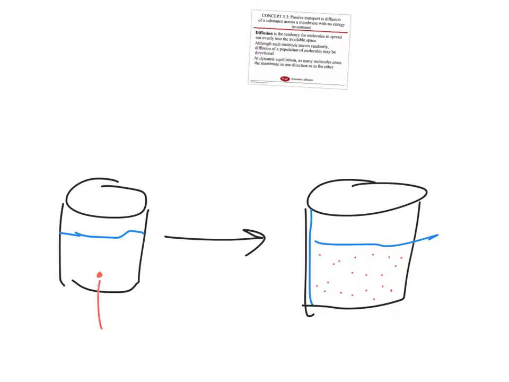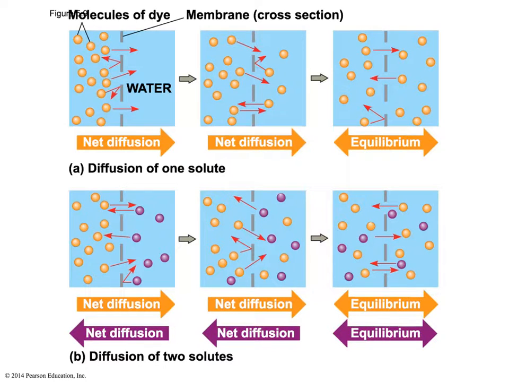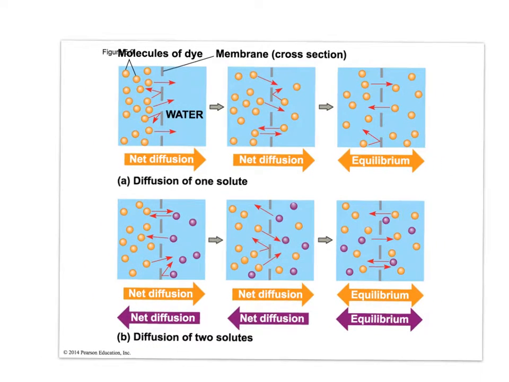So right here, this is high concentration, and then out there, low concentration. So whatever's going to diffuse, or whatever we're talking about, is going to move from an area of high concentration to low concentration. So here's our molecules of dye. Net diffusion. Eventually, what do we end up with? Equilibrium. Things are evenly spaced. They're still moving, but they're moving at the same rate. There's not an area of high concentration versus low concentration. They are equal.